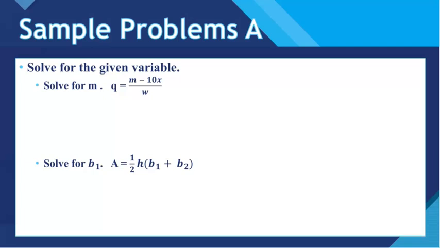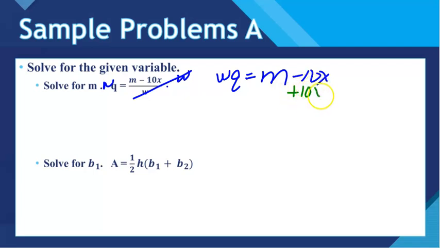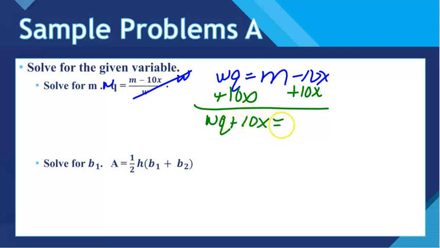Next, we're solving for m. So the first thing I need to do is get rid of the denominator, so multiply by w. So now I have wq equals m minus 10x. To get m by itself, I'm going to add 10x to both sides. I now have wq plus 10x equals m.